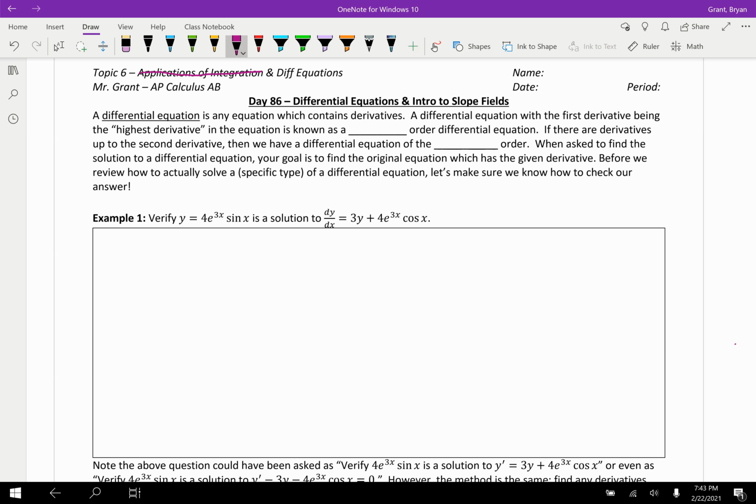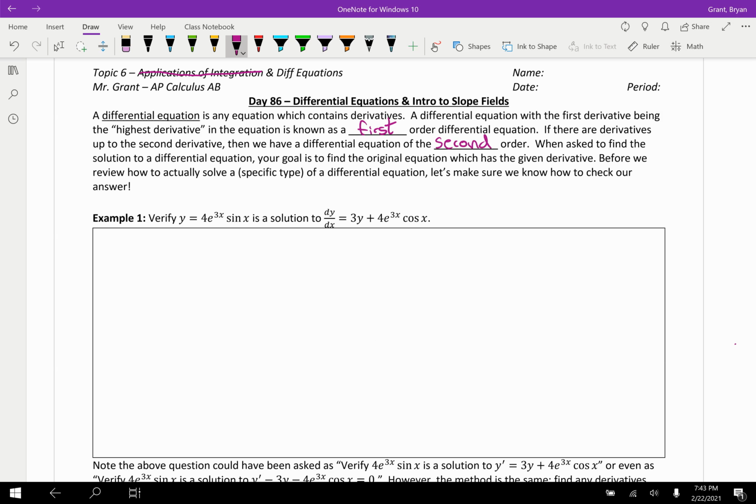A differential equation is any equation which contains derivatives. A differential equation with the first derivative being the highest derivative, meaning there's no second derivative, third derivative, and so forth. I always think of it as a ladder, right? If you have y and then y prime, y double prime. If the highest derivative in here is y prime, then it is known as a first order differential equation. If there are derivatives up to the second derivative, then you have a differential equation of the second order, and so on and so forth.